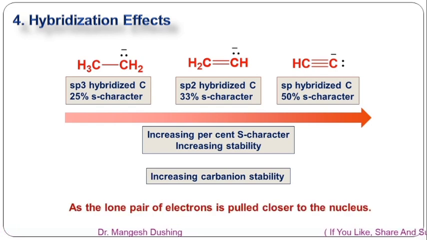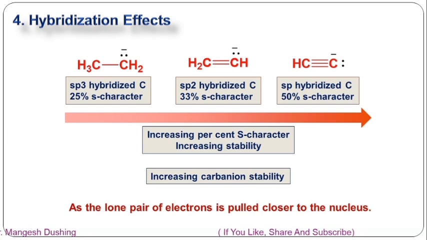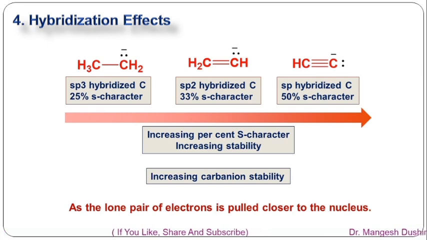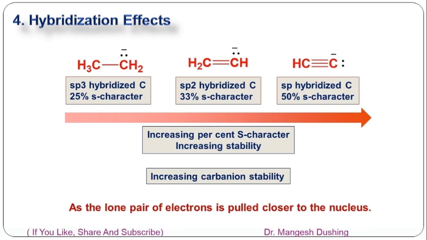The lone pair of electrons is pulled closer to the nucleus, as the s orbital has a small size. So the electrons, the negative charge or lone pairs present on these carbons, are more stable because of electron-nucleus attraction, because of the smaller size of the s orbital. If the s percentage is more, the orbital becomes smaller, electrons become closer to the nucleus, so nucleus-electron attraction will be more, which makes that conjugate base more stable.